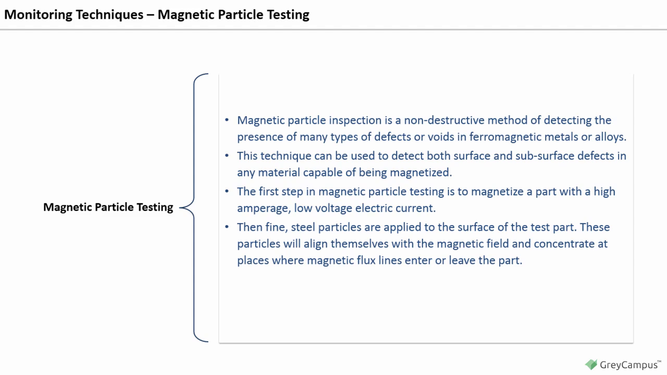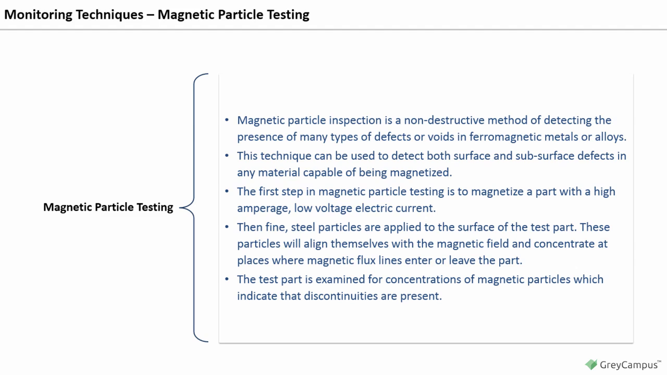These particles will align themselves with the magnetic field and concentrate at places where magnetic flux lines enter or leave the part. The test part is examined for concentrations of magnetic particles, which indicate that discontinuities are present. There are 3 common methods in which magnetic lines of force can be introduced into a part: longitudinal inside coil, circular magnetization, and circular magnetization using an internal conductor. The selected method will depend upon the configuration of the part and the orientation of the defects of interest.